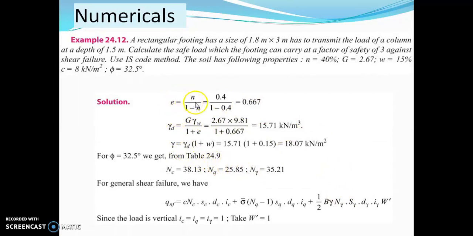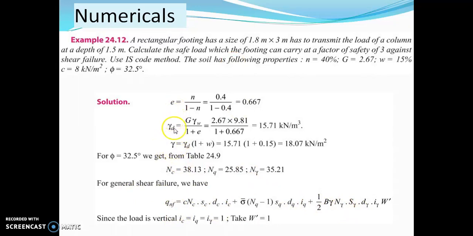N is given, porosity is given, they have found out voids content. Why do we need voids content? Because we need the unit weight. Unit weight is not mentioned, and in your bearing capacity equation, the last term is based on unit weight. So we need to find this unit weight, bulk unit weight.